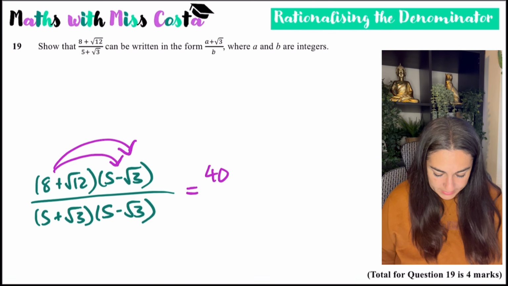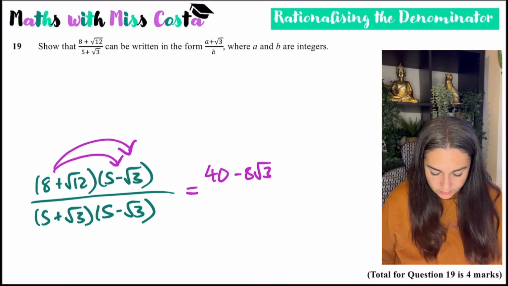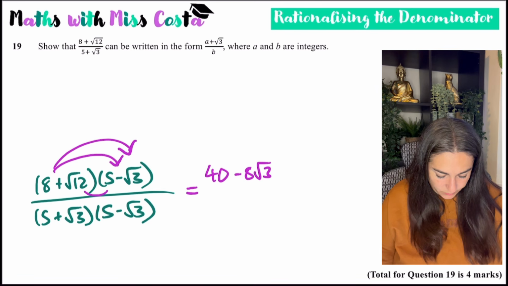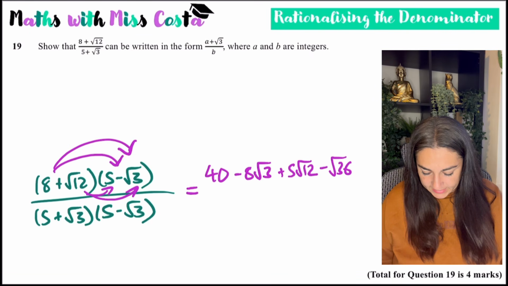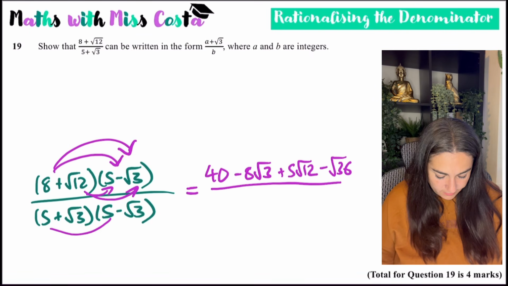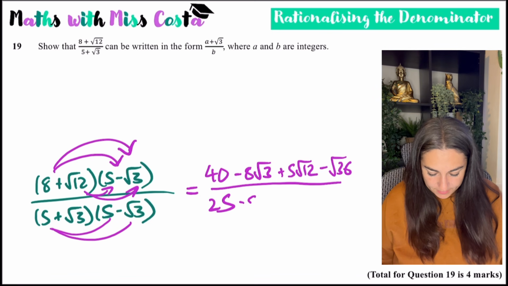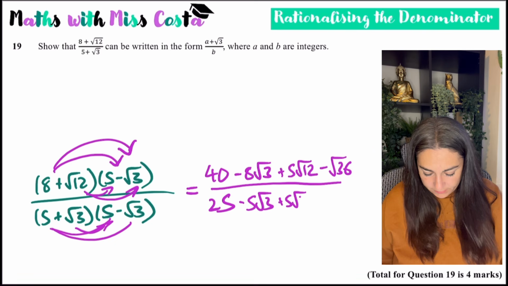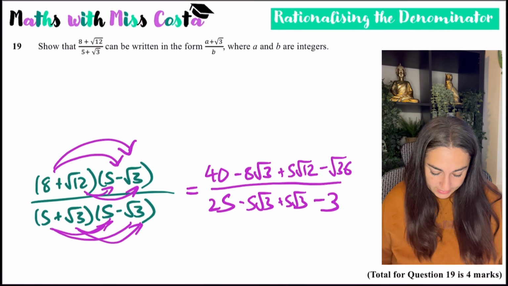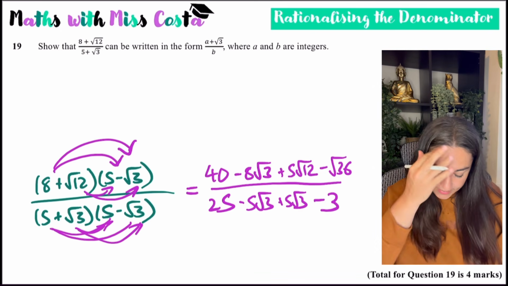8 times minus root 3 would be minus 8 root 3. Root 12 times 5 would be 5 root 12, and root 12 times minus root 3 would be minus root 36. Then 5 times 5 is 25. 5 times minus root 3 is minus 5 root 3. Root 3 times 5 would be plus 5 root 3, and root 3 times minus root 3 would be minus 3. So let's simplify this top bit.